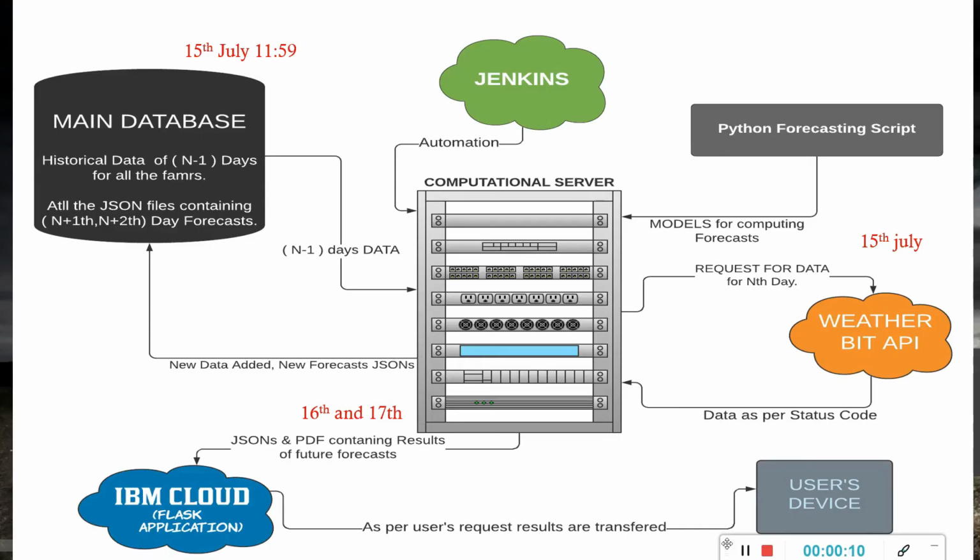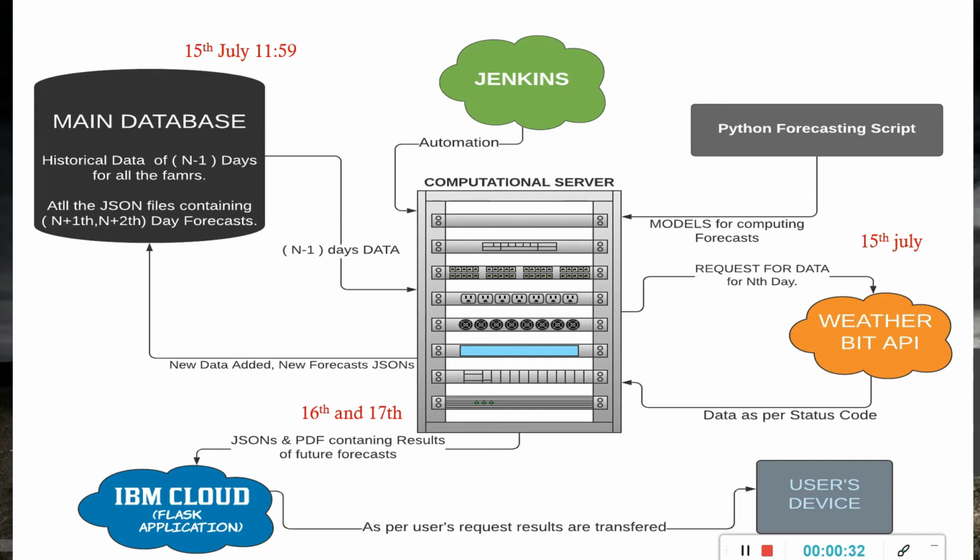This diagram shows the backend of our application. I'll explain with an example. Let's say it's 15 July 11:59 right now, and so the data will contain n-1 days of historical data. That means n-1, 15 minus 1, that is, it contains the data from the past 1 year to 14th July 11:59.